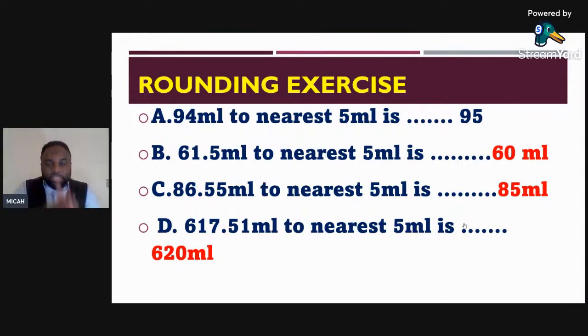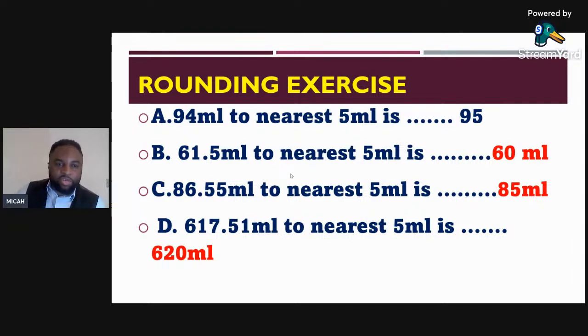Okay, so anything that's on 62.5 or above will go up, and anything that's less than 62.5 will go down. Because 61 mil, 61.5 mil is less than 62.5, will go down. So 60 mil is the correct answer for B. The same thing applies to C. The same thing applies to D.